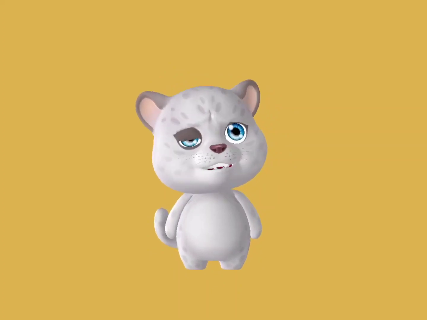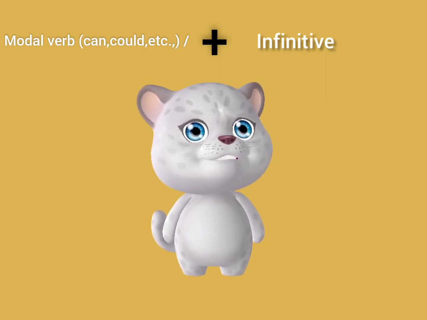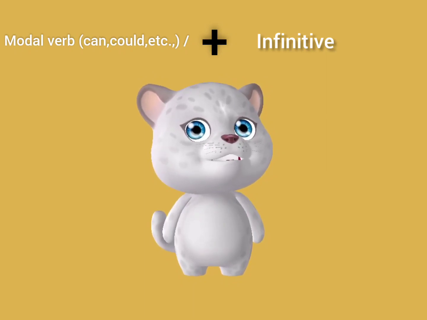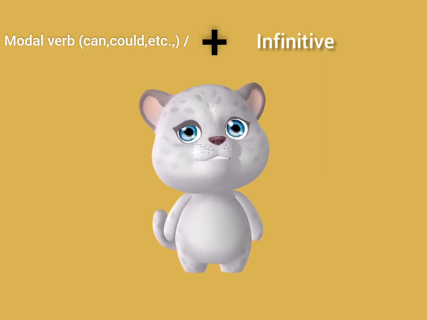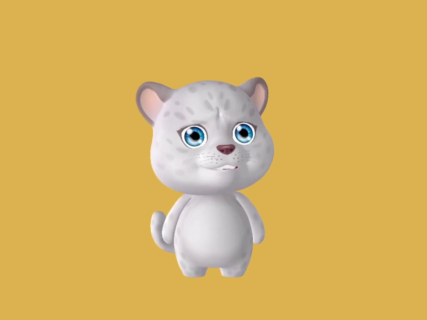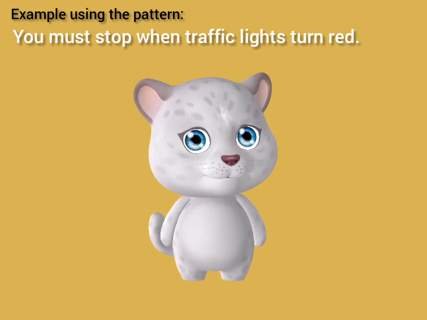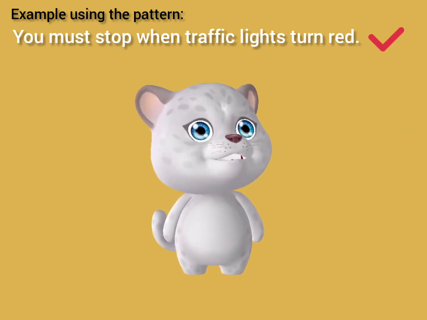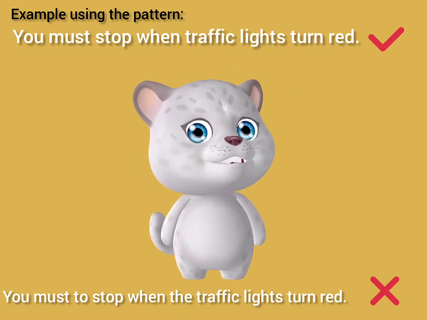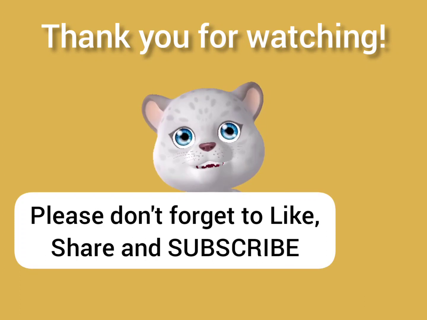Now let us all remember, modal verbs are followed by an infinitive without to, also called the bare infinitive. We have to remember the pattern: modal verb plus infinitive. Okay? You don't have to put to. For example, you must stop when traffic lights turn red. It cannot be you must to stop when traffic lights turn red. That's wrong.